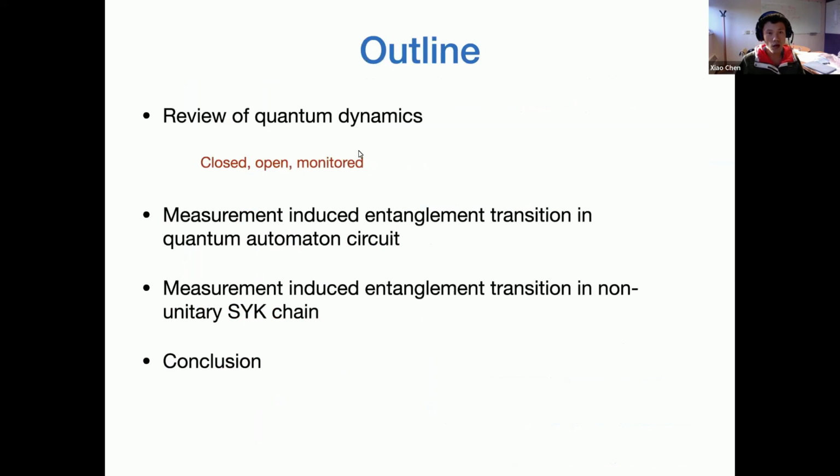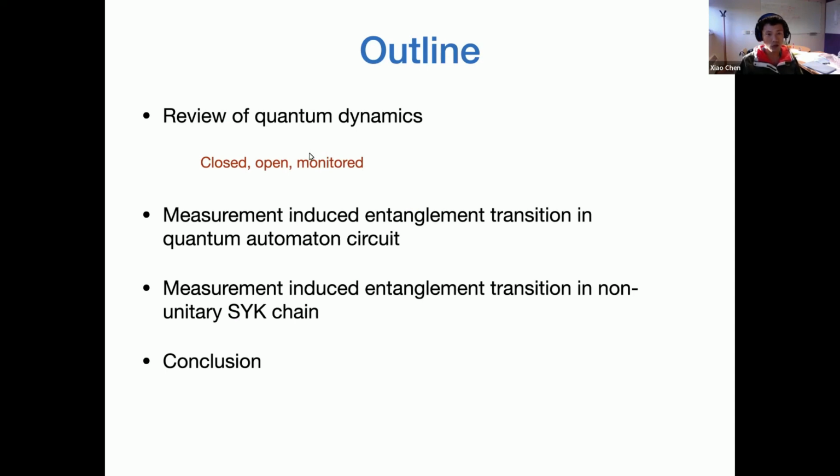So this is the outline of my talk. Before I discuss this measurement-induced entanglement phase transition, I will briefly review three types of quantum dynamics. The first one is closed quantum dynamics. The second one is open quantum dynamics. The third one is a rapidly developing new field, called monitored quantum dynamics. I will focus on this type of dynamics.